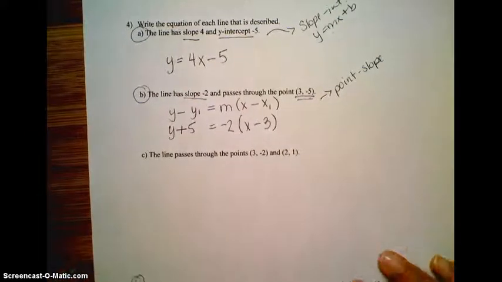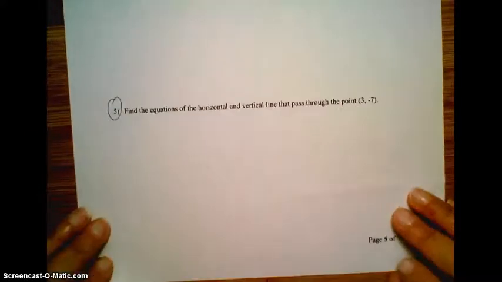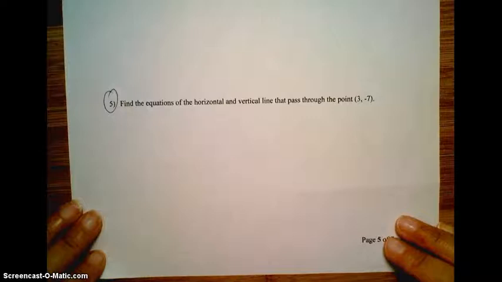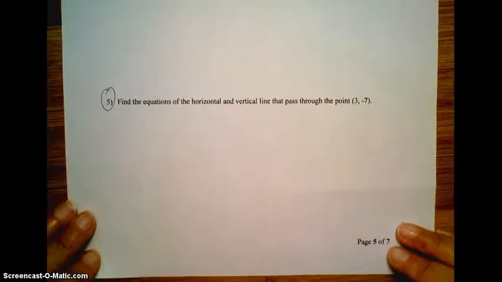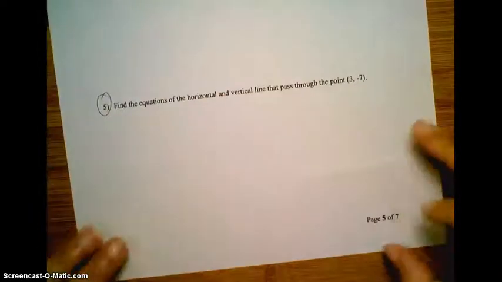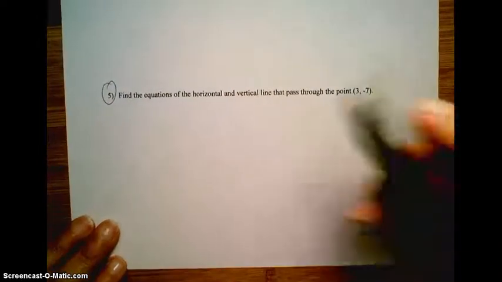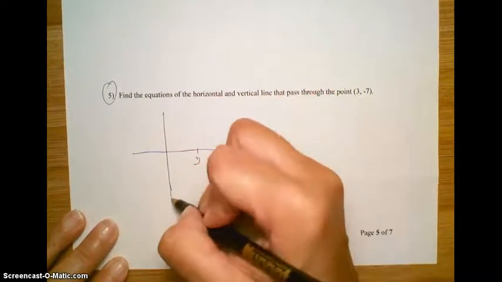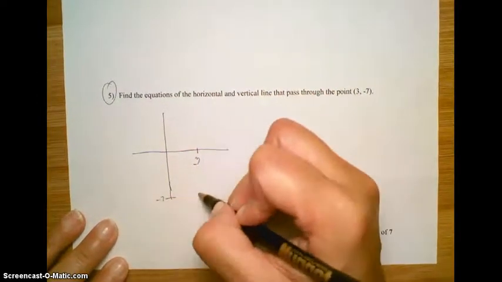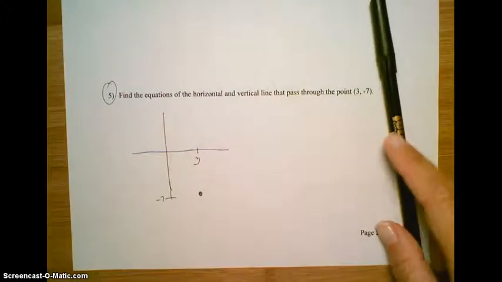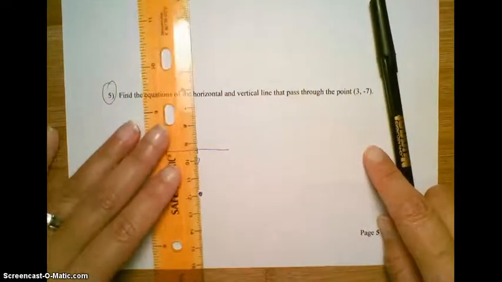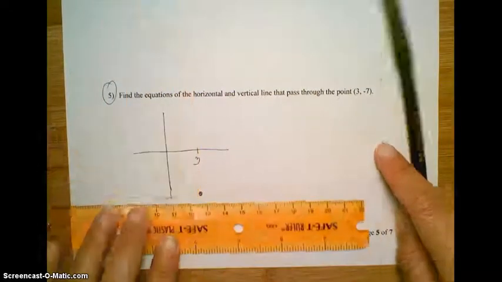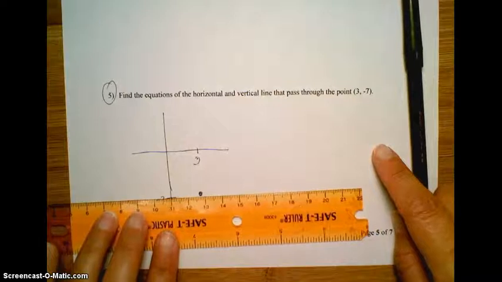So moving on to number 5, at the bottom of the page, we're being asked to find the equations of the horizontal and vertical lines that pass through the point 3, negative 7. So I'm going to do a quick sketch. And 3, negative 7 would be somewhere down here. So picture, if you will, a vertical line passing through there and a horizontal line passing through there.